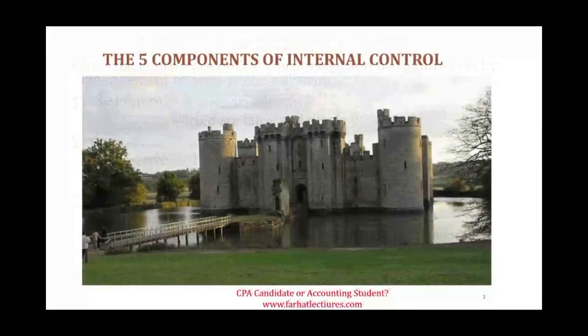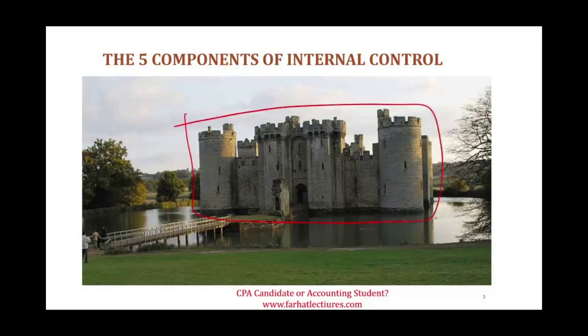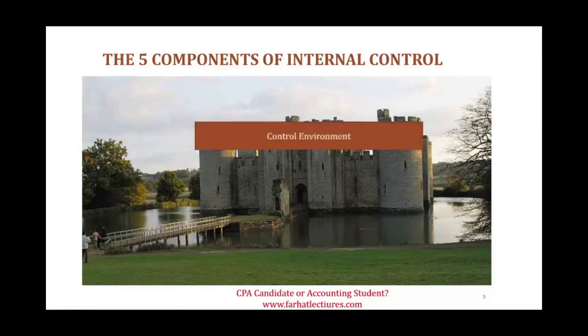Now, there are 5 components of internal control. Let me show you physically what it looks like. If this is the fort, what is this fort composed of? What makes up this fort? There are 5 components that make up this fort. The first component is the control environment. We're going to have one whole session about the control environment in which we'll discuss its various sub-components. We have another component called monitoring. Also, we'll have a session about monitoring to understand what monitoring is within internal control.